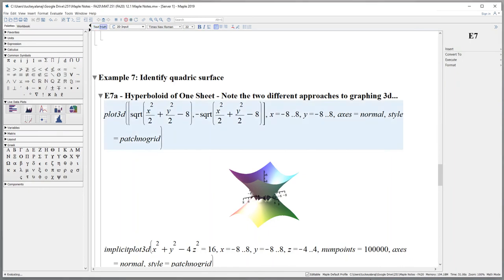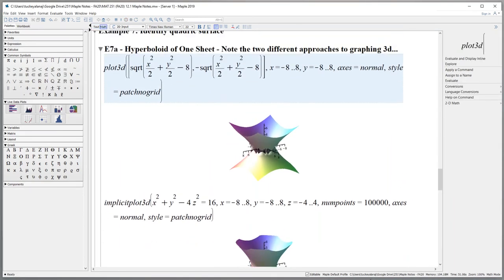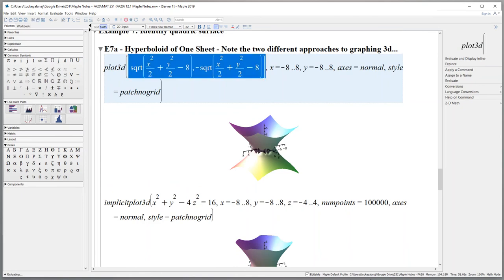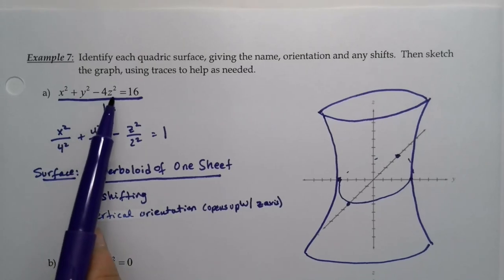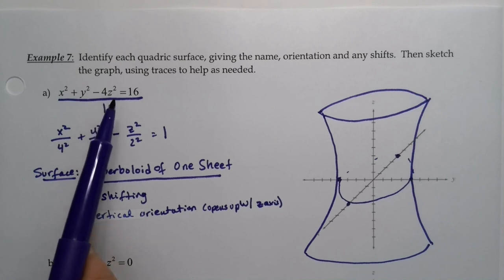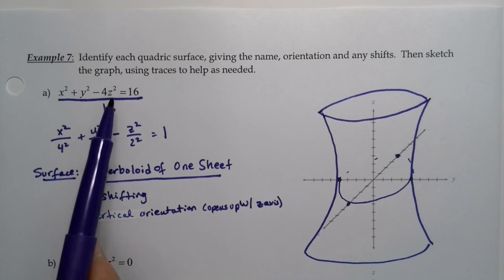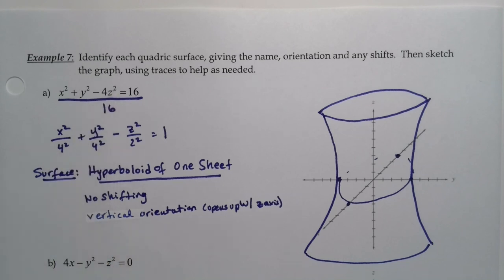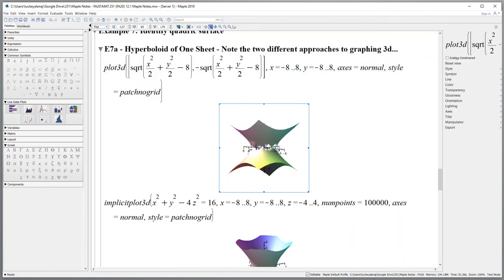Now, I did a plot 3D and I did an implicit plot 3D, and one of these is obviously better than the other. The thing about plot 3D is it actually has to be solved for z equals. So you have to take your equation that was given and solve it for z, which of course is z squared. So it's 4z squared equals 16 minus x squared minus y squared, divide by -4, and then you have to do plus or minus, which is why when I'm graphing it, I'm actually graphing a positive and a negative. And you can see it actually gives you this huge gap in the middle.